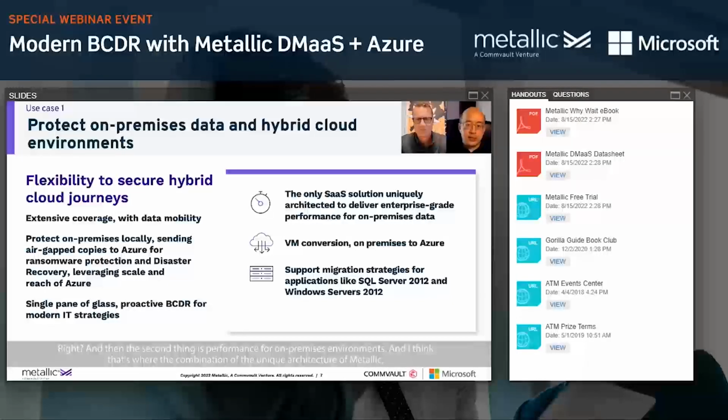And then the second thing is performance for on-premises environments. And I think that's where the combination of the unique architecture of Metallic, where we can have a backup copy on premises for fast recovery of local data, as well as leverage the networking performance and the storage performance of Azure to have that cloud-based copy, and then be able to do that for fast recovery as well as long-term retention and ransomware resilience. And then the ability to recover back into Azure, for instance, for migration as well as disaster recovery or staging or testing. Those are all amazing capabilities that we can bring to market with that combination.